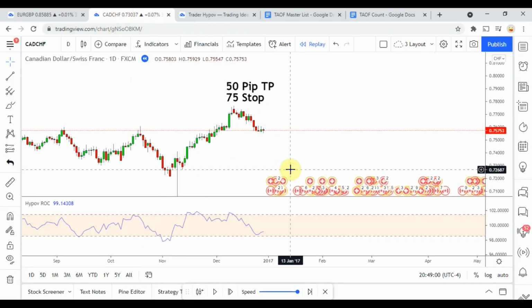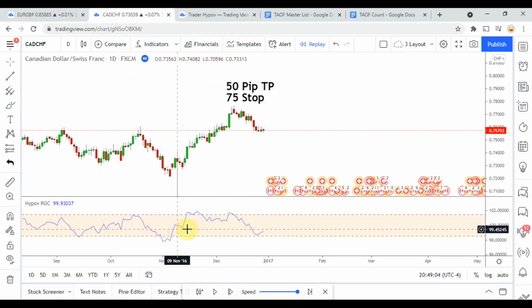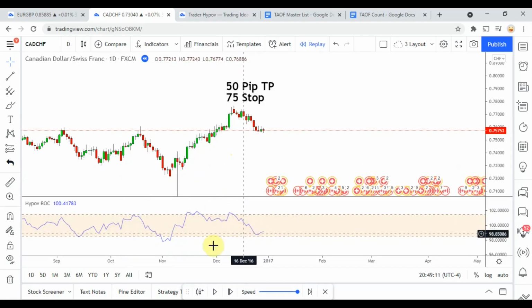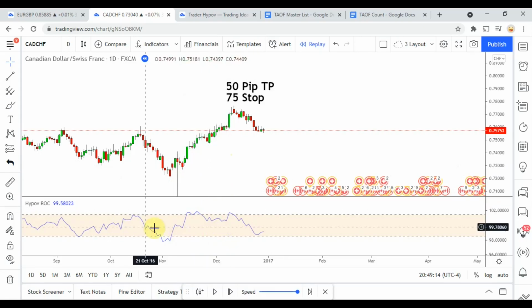Okay, so today's indicator is the Hypov ROC indicator. You can see it here on the bottom of the screen. It functions kind of similar to the way the RSI does. You have the oscillating blue line here, and you have an overbought and an oversold area.